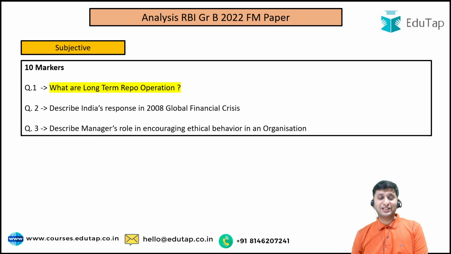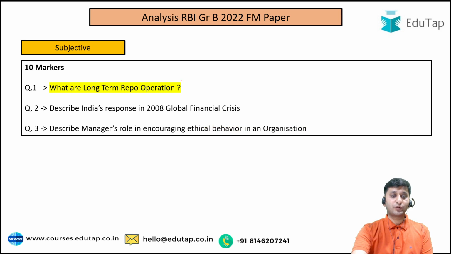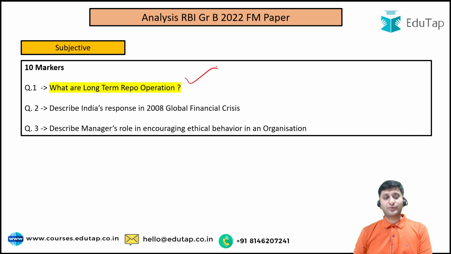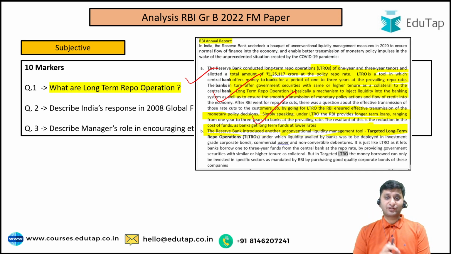In the subjective paper, if you see, these were the 10 marker questions: what is long term repo operation, which was kind of based upon current affairs because LTRO came into picture during COVID; then India's response to 2008 global financial crisis; and managers' role in encouraging ethical behavior in the organization. Now if you see these 10 markers, they were pretty direct. They were almost directly from the syllabus tags itself. Apart from the first question, which I can't say is from the syllabus tag, but anyways, this was covered in the RBI annual report, we covered it also.